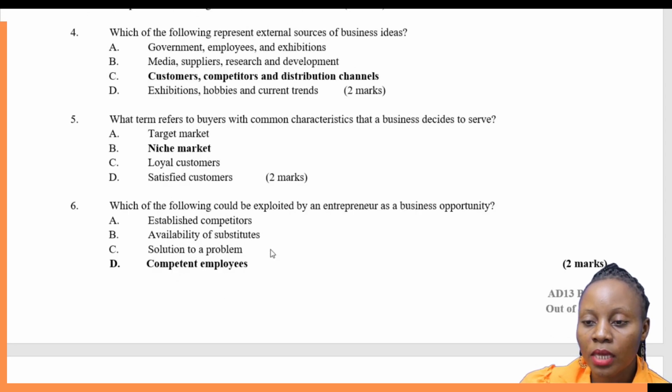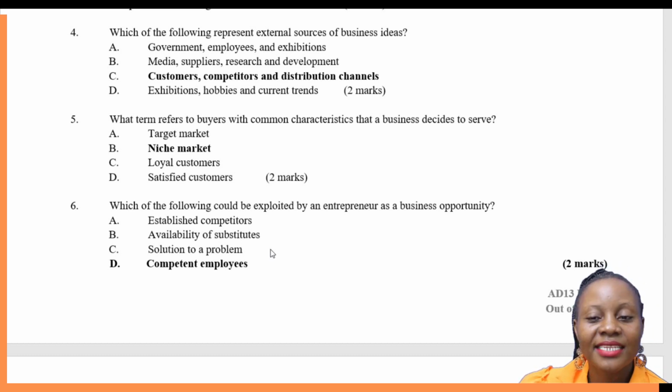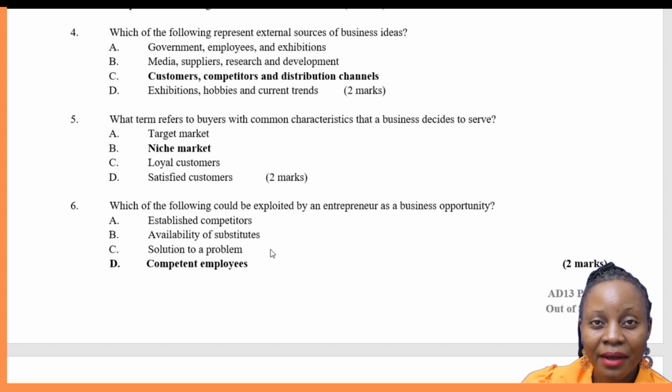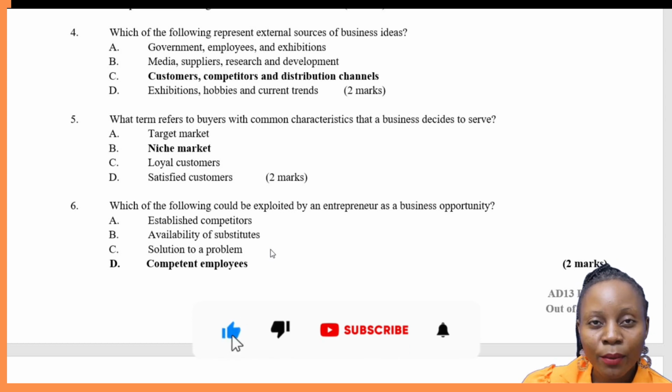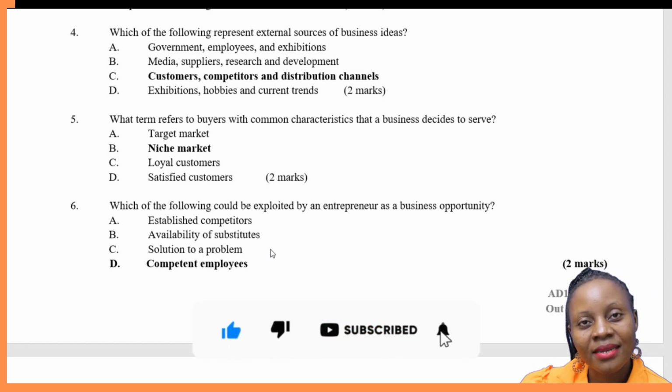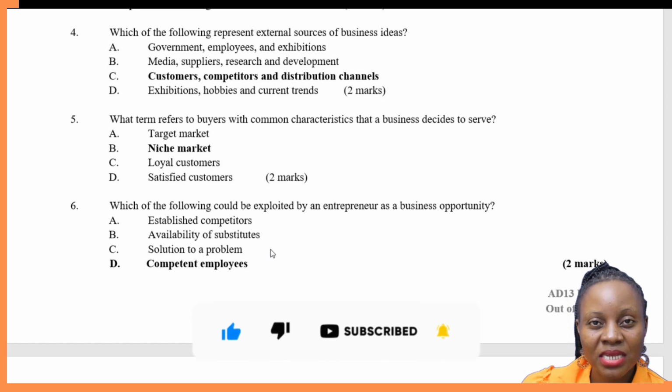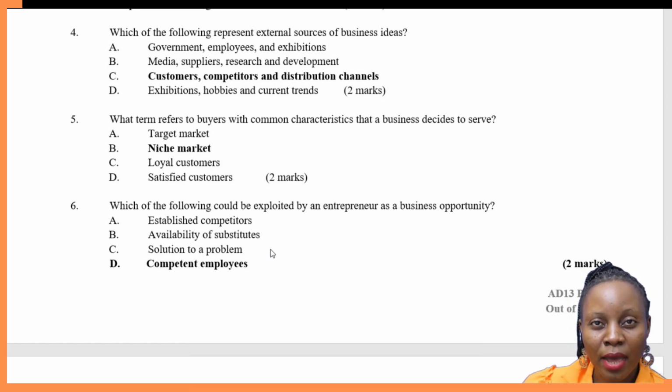And then we have number 6. Which of the following could be exploited by an entrepreneur as a business opportunity? Letter D, competent employees. When you have competent employees, these are people who can do their work very effectively and efficiently, and that can be an opportunity for you. Unlike dealing with employees who are not competent, who lack the skills or lack experience, that can cost you a whole lot in your business.